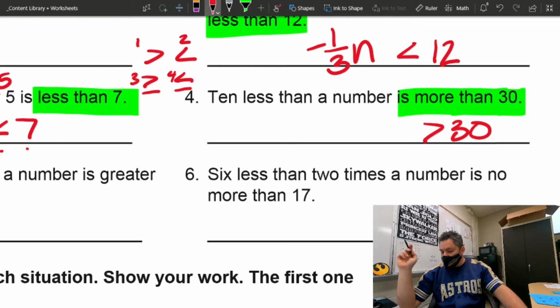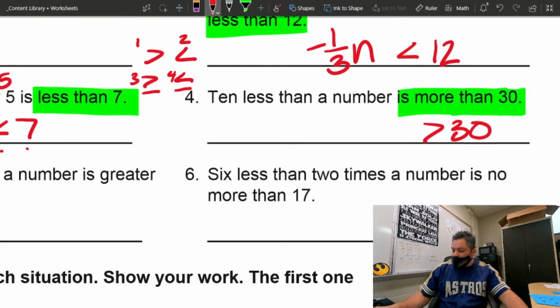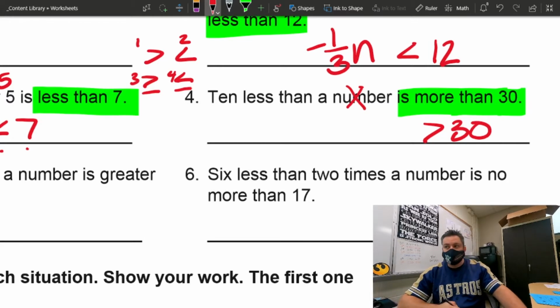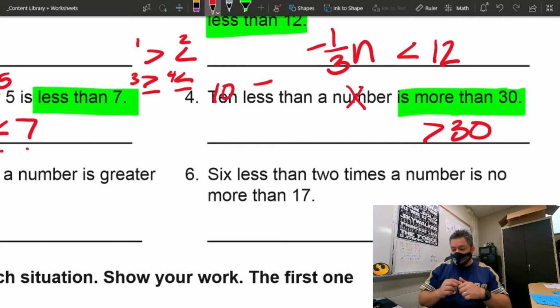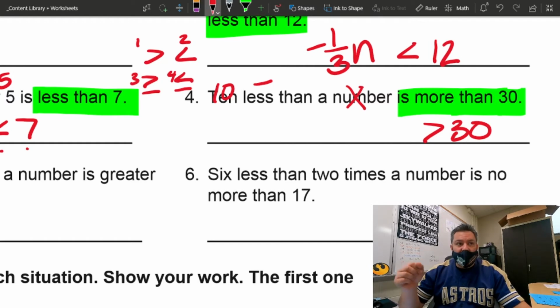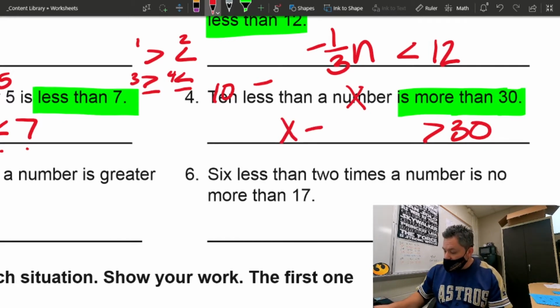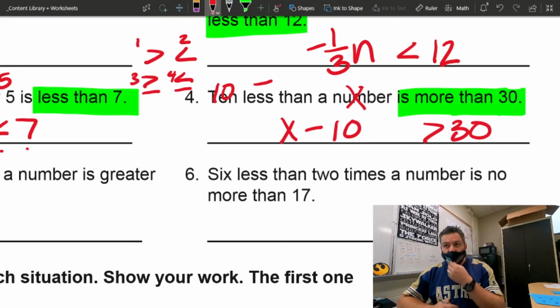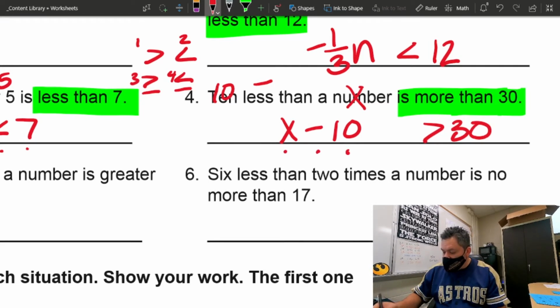All right. Now, 10 less than a number. This is going to be your X. And this is minus, right? Less. And this is 10. Now the thing is, you gotta be able to identify what's happening. So read it out loud a few times. It says 10 less than a number. So which one goes first, the 10 or the X? The X. You're taking away the 10 from the number.